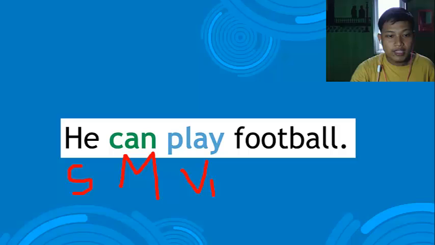They will not cry. They is the subject, will is the modal, and cry is the verb after the modal. So this is the negative form. If we want to make the negative form, we just put not after the modal. So we may not say they will doesn't cry. That is wrong. After the modal, we directly just simply put not.